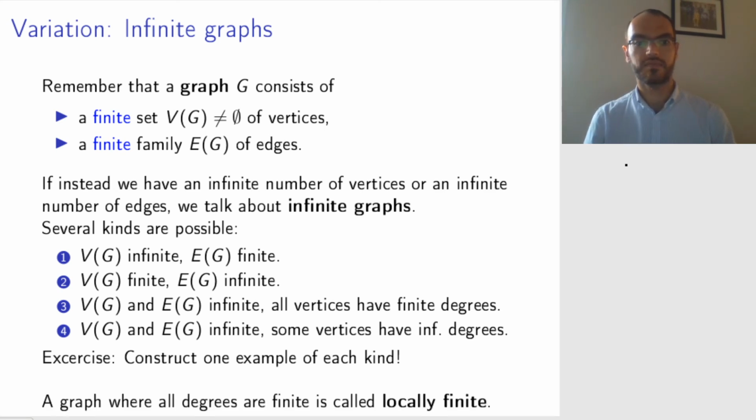And just one piece of notation, a graph where all degrees are finite is called locally finite. So you might have infinitely many vertices and infinitely many edges, but if every vertex only connects to finitely many edges, then the graph is called locally finite.